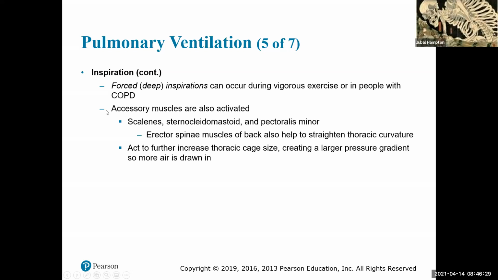Additional muscles, accessory muscles, are the scalenes, the sternocleidomastoid, pectoralis minor, also the erector spinae muscles of the back. These are muscles that run along the posterior of the thoracic cavity. So that's why having a good erect posture facilitates good ventilation. And again, anything that compromises this, like if you're sitting and you're slumped over, will compromise the ability to change the volume.